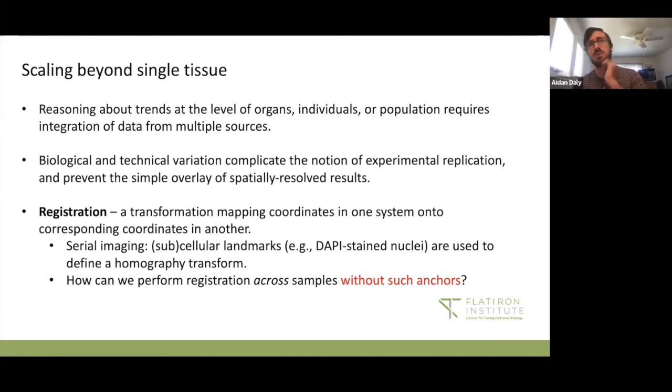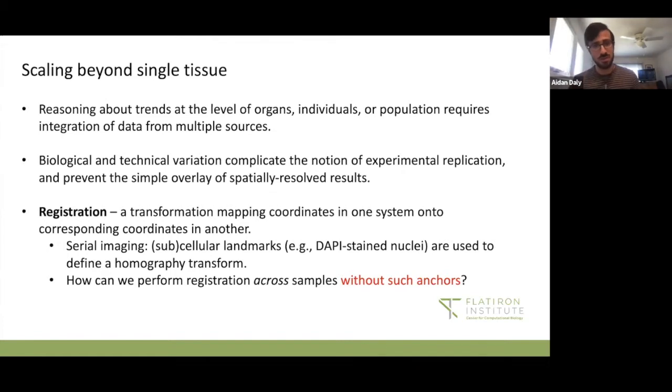So the problem with this is that biological and technical variation from sample to sample really complicate the idea of mapping one region of tissue onto another. A spot in an ST experiment is really dependent on whether there's local damage to the tissue, how the tissue is loaded onto the array, and if the same exact part of tissue overlaps a spot or not. It's really hard to make a one-to-one mapping. So this is where registration comes in.